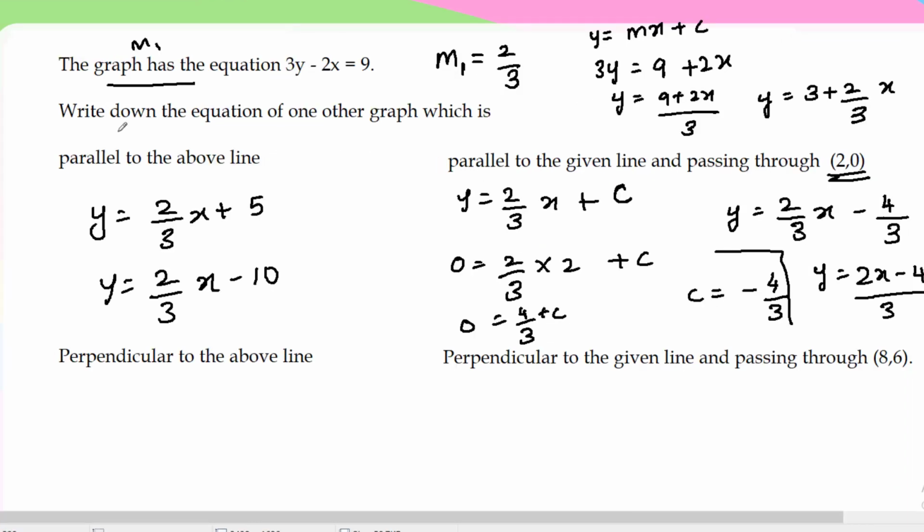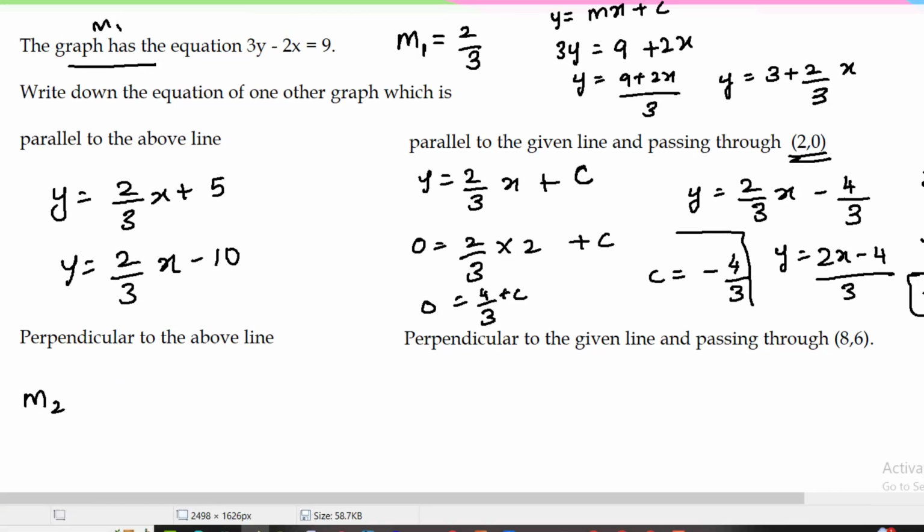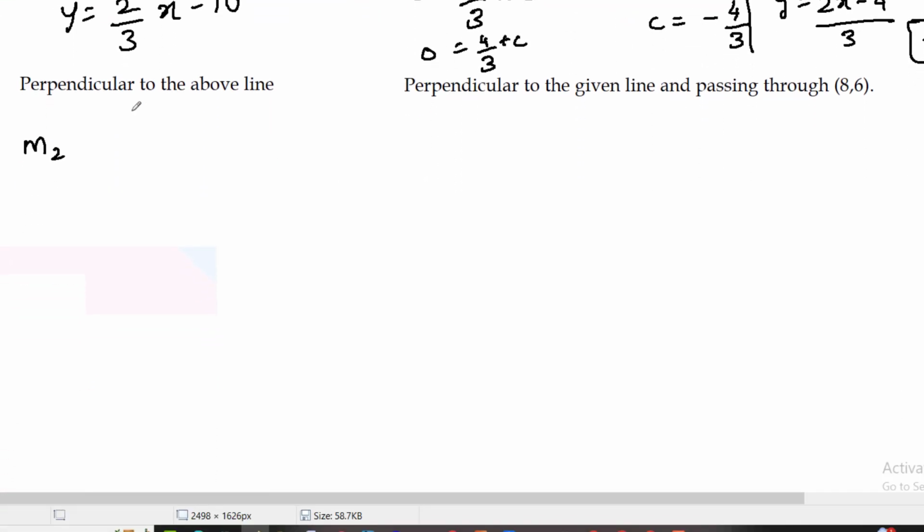So if they mention parallel to the above line, you can simply write the gradient and put any number. But if they mention parallel to the above line and passing through this point, you have to substitute this way. Now, in the same way we will find it for perpendicular to the above line. Here M1 is 2 by 3. What we should do here is take the negative reciprocal. It is positive in the above case, so I should make it negative and take the reciprocal of that number. 2 by 3, the reciprocal is 3 by 2.